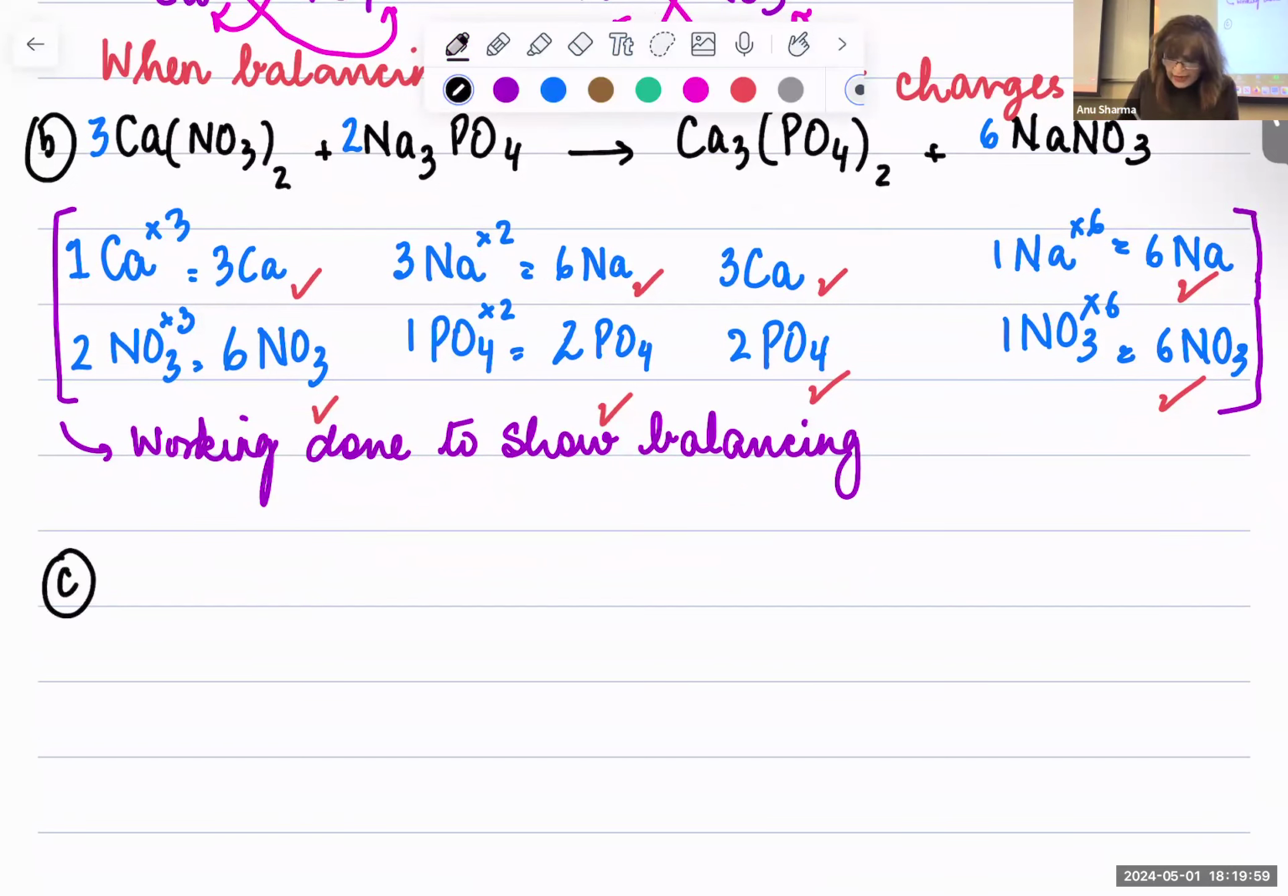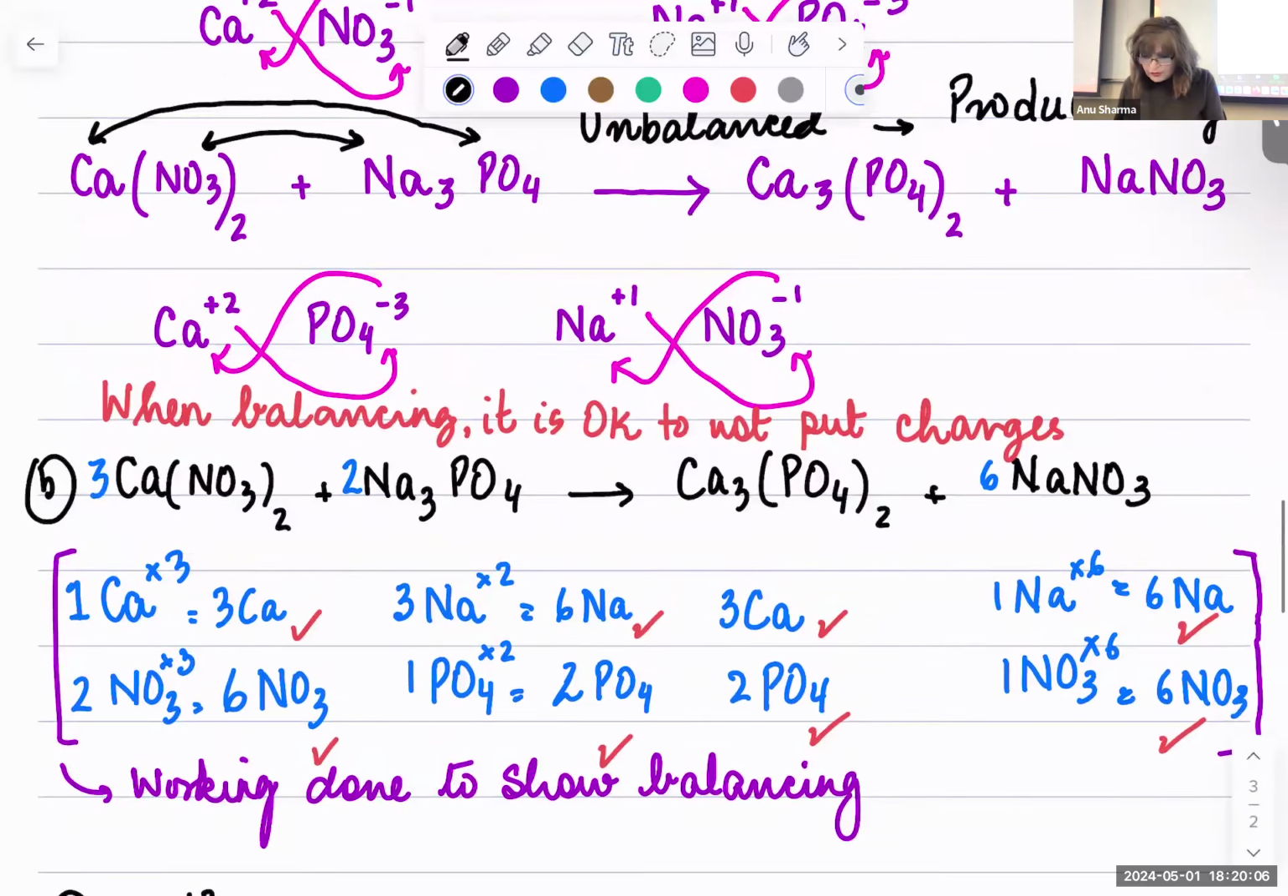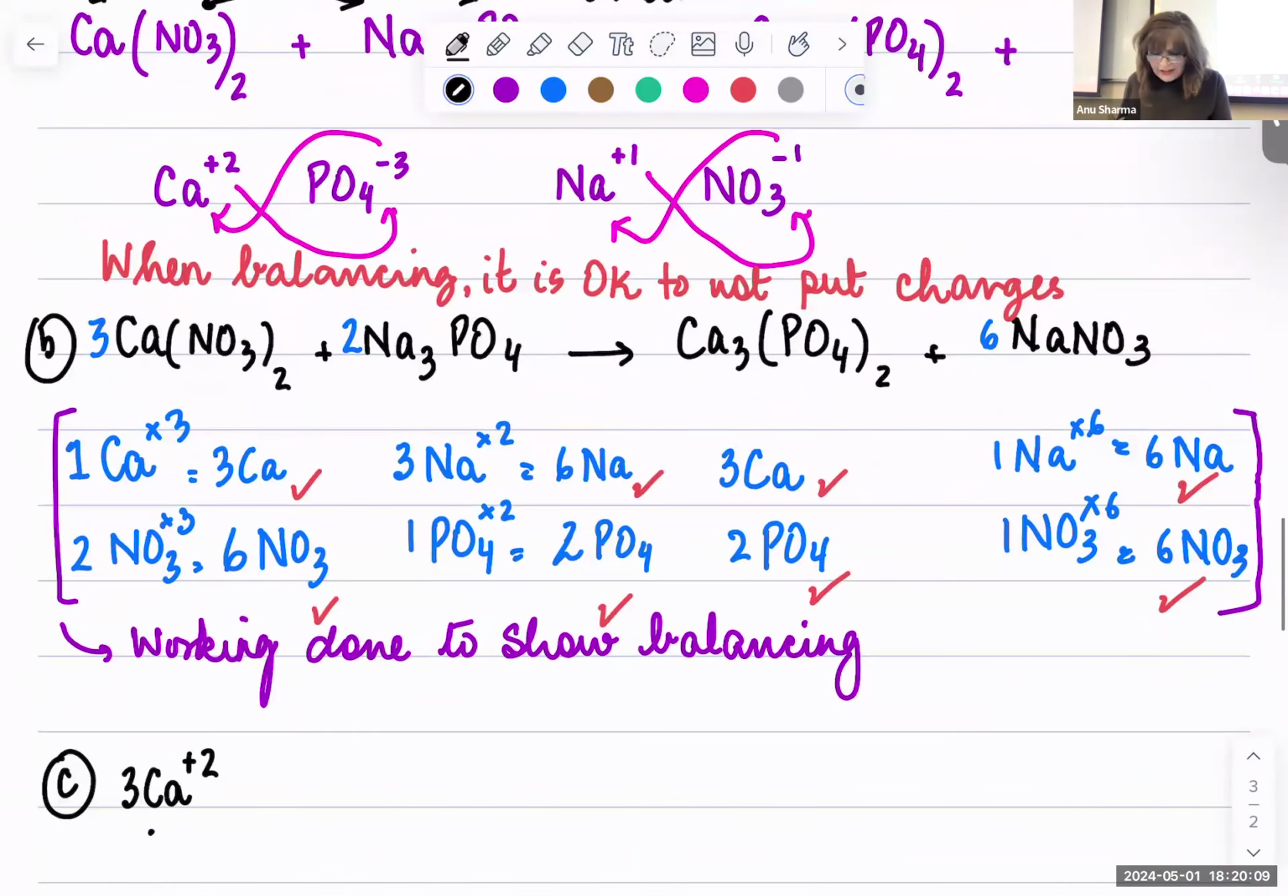Ionize it. So now we have 3 calciums. The charge on calcium is +2. Oh, there's something else we didn't do. Sorry about that. Solubility. So let's do this here. Calcium nitrate: soluble or insoluble? Soluble. All nitrates are soluble. Sodium phosphate, soluble. Then calcium phosphate, insoluble. And sodium nitrate, soluble. Okay.